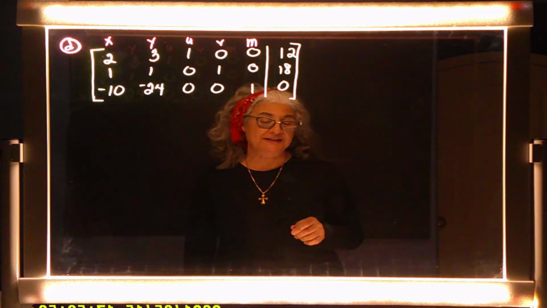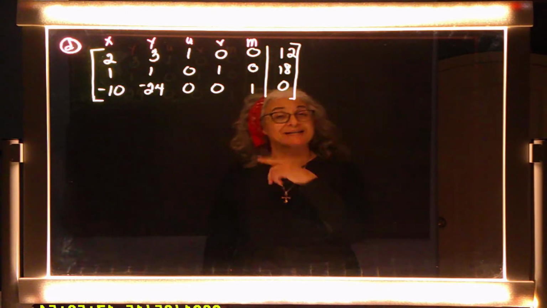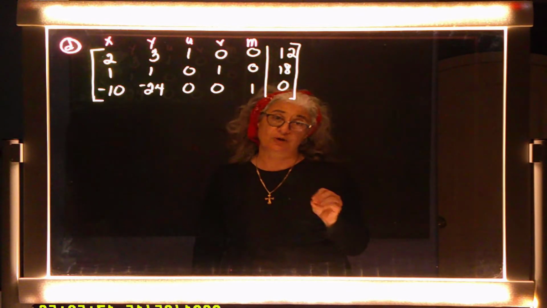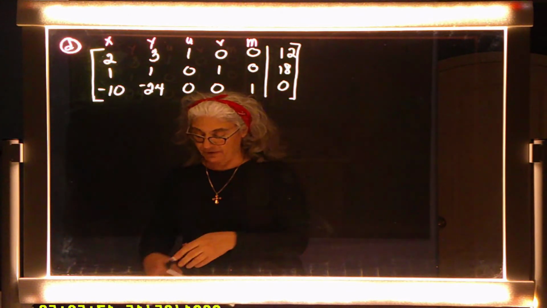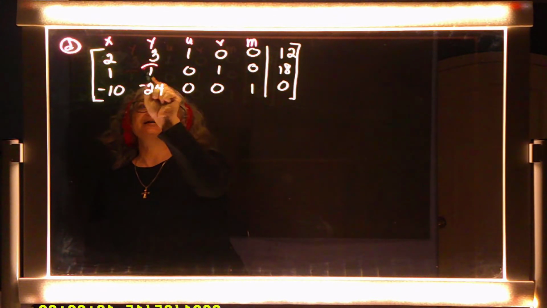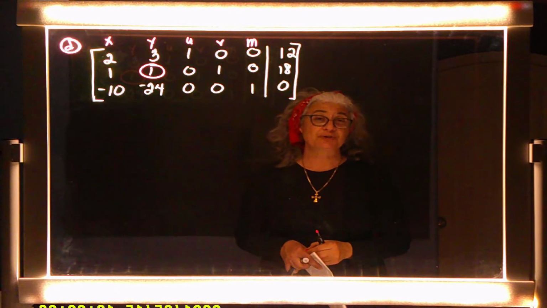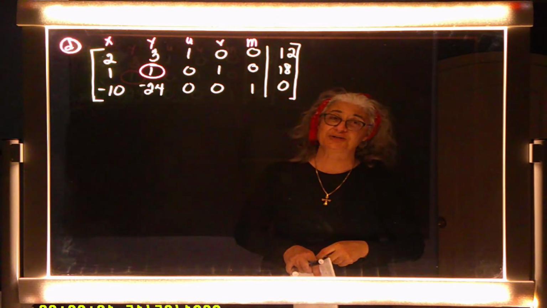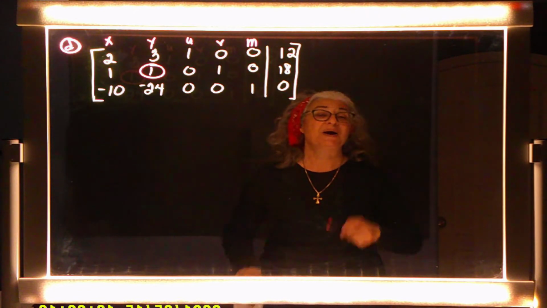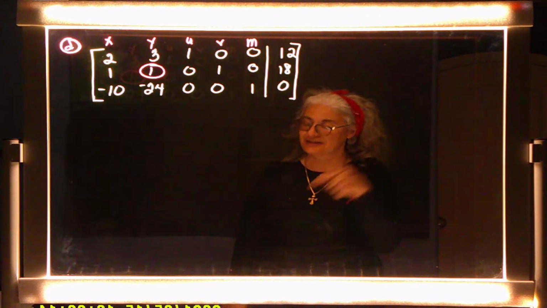Okay, back with part D. Part D is asking us to pivot around the number 1, but a different number 1. The number 1 we're going to pivot around is located in the second row, second column. So I am going to make that number into a 1. Gratefully, it's already a 1, so I don't have much work to do there. But I need to get the other 2 non-pivot numbers to be 0.